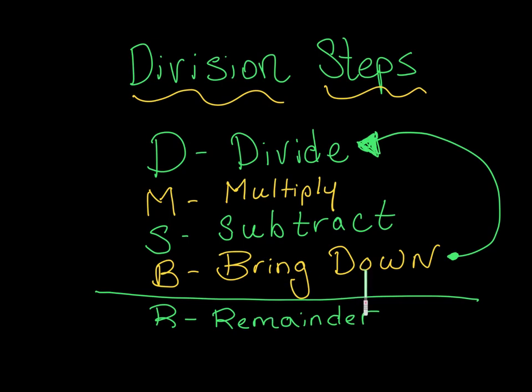And then if there's more numbers to bring down, then we have to go all the way back to divide and do all the steps again. But if there is no other numbers to bring down, and there's a number left after we subtract, that's considered the remainder. We've got a rover, a dog in this division family.